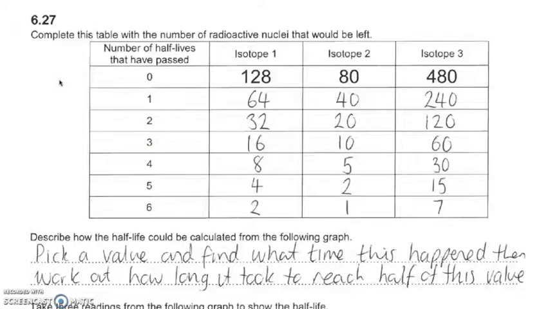So, if we look at this table here, okay, we've got the number of half-lives that have passed, and if we look at the number of radioactive nuclei, 128 to start off with for isotope 1, half of that, that's 64, half of 64 is 32, okay, and we can see the trend as it continues to halve. So it doesn't matter what type of isotope, what type of radioactive element you've got to start off with, the half-life is the time it takes for half of those radioactive particles to be emitted.